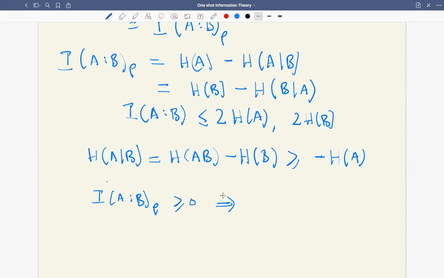this implies, in fact, is equivalent to saying that H of A given B is less than HA. Which quantity can be negative? H of A given B. Yeah, this can be negative. And this, HA, is always positive. Again, because this is just the Shannon entropy of its probability distribution with eigenvalues. So this is always positive.